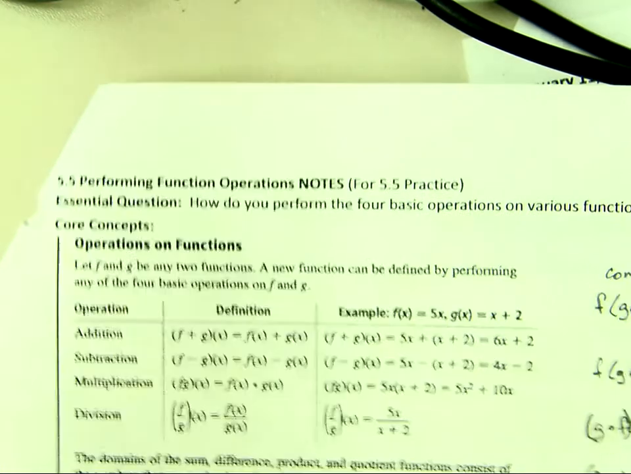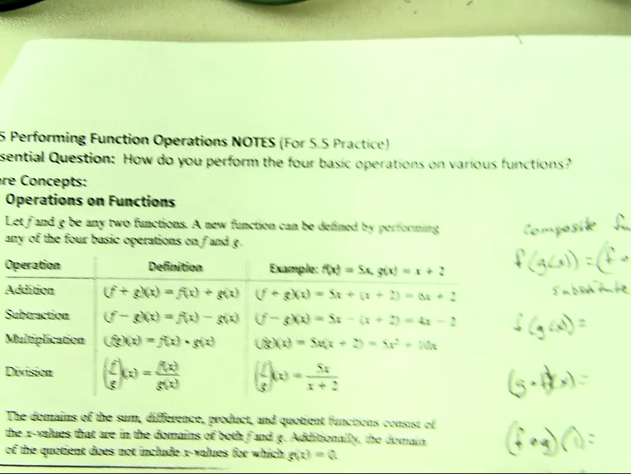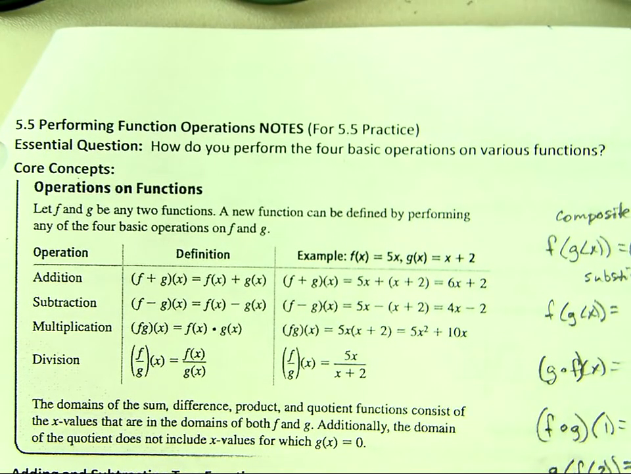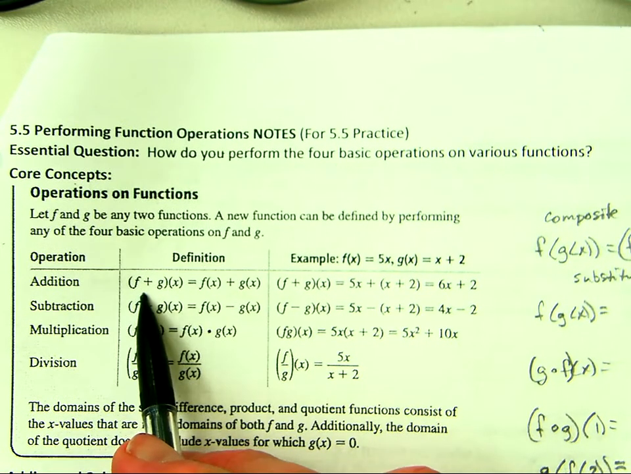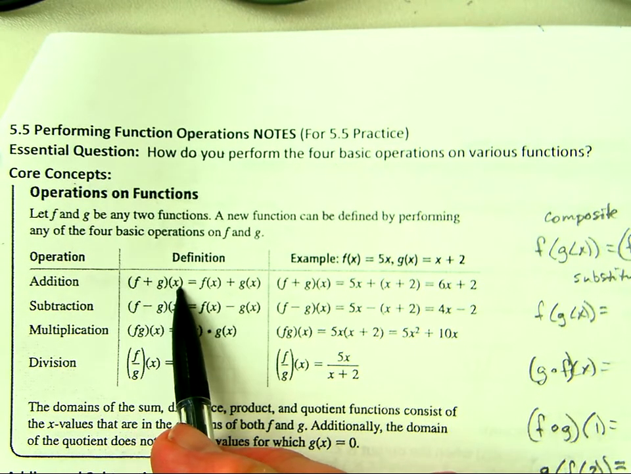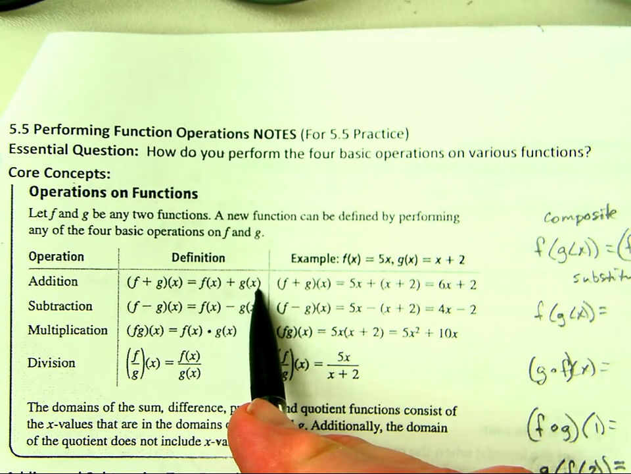All right, so now we're going to talk about 5-5. Now 5-5 is function operations between two functions. So it's the basics. Adding, subtracting, multiplying, and dividing are the main ones. And really you do exactly what it tells you to do. Like if it says addition, this is what it would look like in function notation, f plus g of x. Well, that means you're going to take f of x plus g of x.